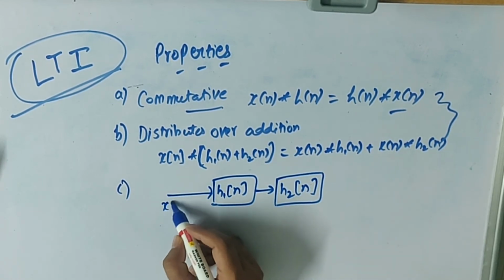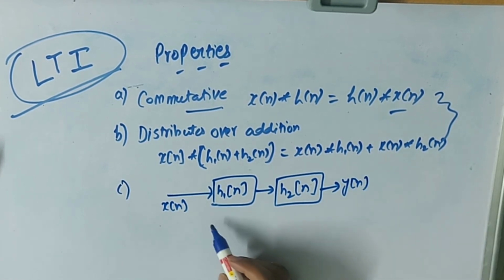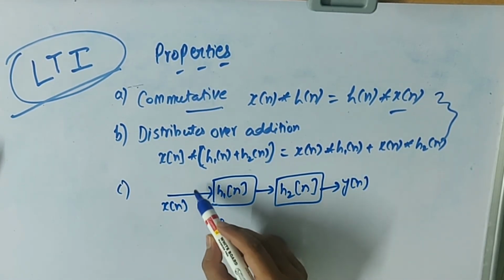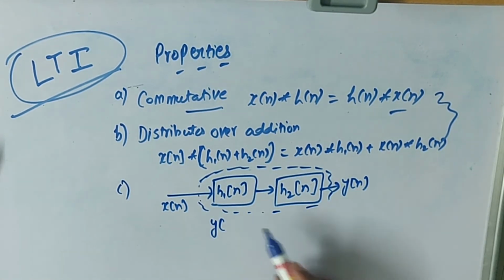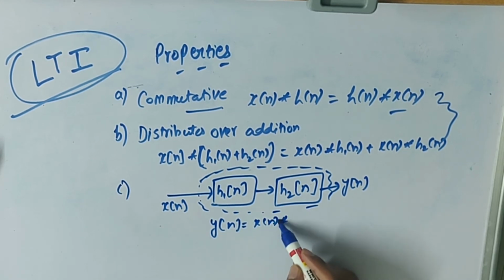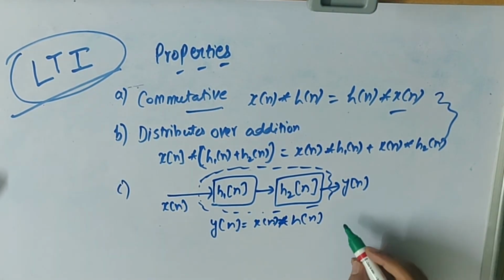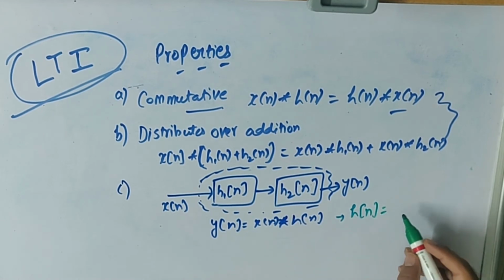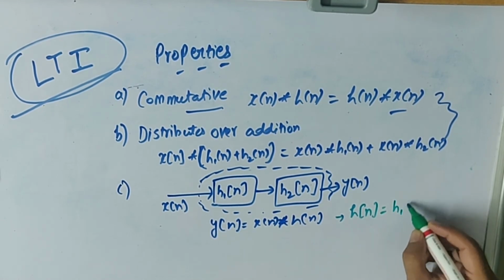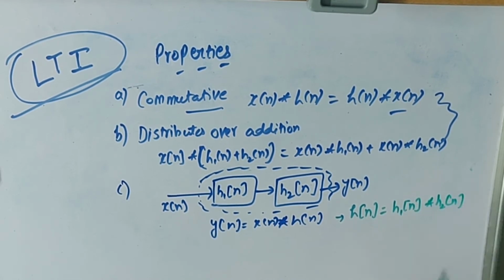Okay, let's assume the input is x[n] and the output of the second is y[n]. Let's assume that this is one system, the cascade connection of two. So y[n] equals x[n] convolution h[n]. So we can write h[n] is equal to h1[n] convolution h2[n]. So how does this come?